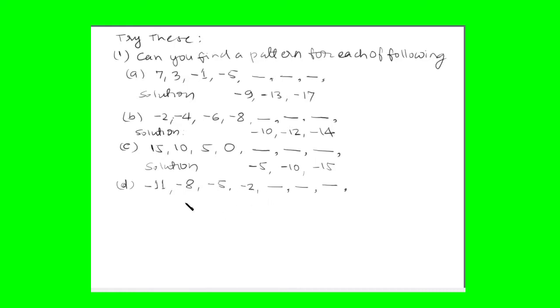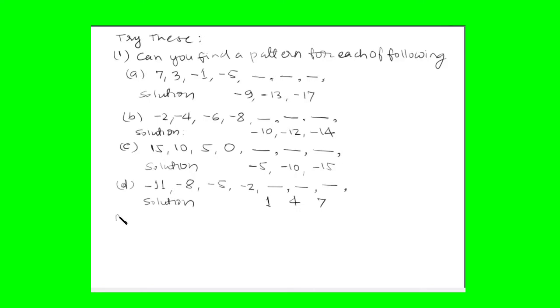So what will be our next numbers? We take -2 and add 3 to it. What are we going to get? The number will be 1. And when we add 3 to 1, we get 4. And then when we add 3 to 4, we get 7. So the next three numbers will be 1, 4 and 7.